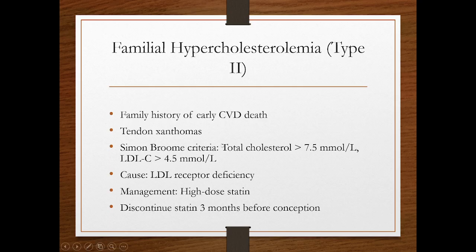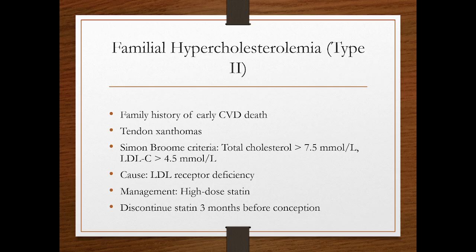And what is the diagnostic criteria of familial hypercholesterolemia? On investigation, the total cholesterol will be more than 7.5 millimole per liter and LDL-C will be more than 5 millimole per liter. So, what is the cause? The cause is LDL receptor deficiency.